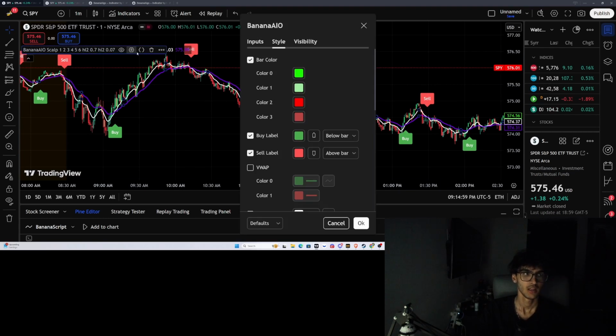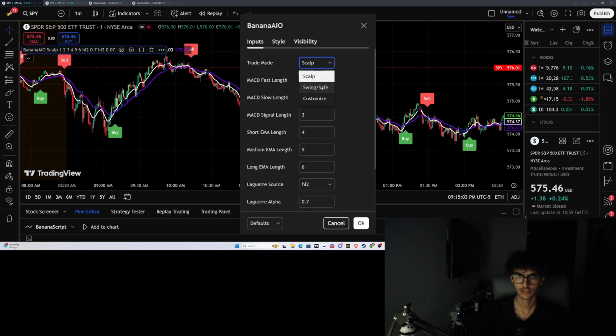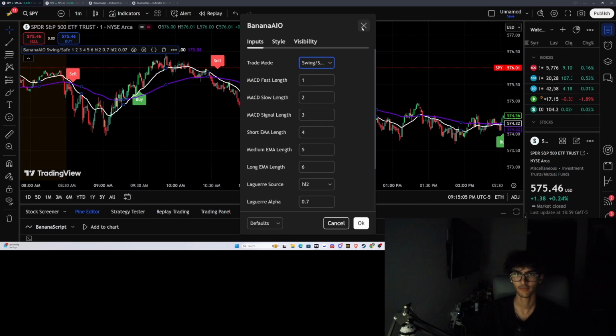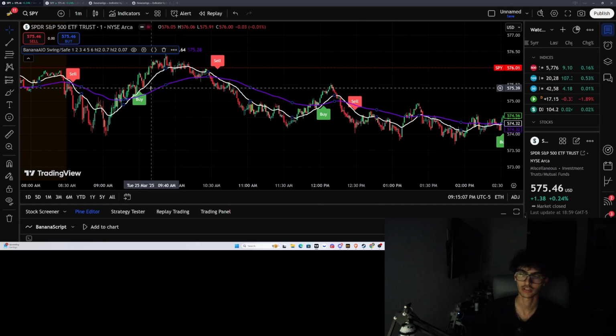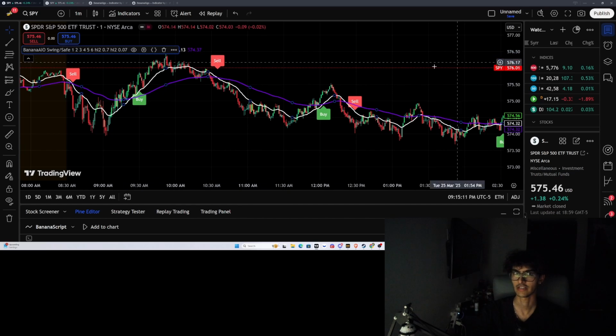I optimized everything for the 1 minute time frame, so you can use swing or safe mode, and all that is doing is using a safer EMA length, like the 24 and 86.